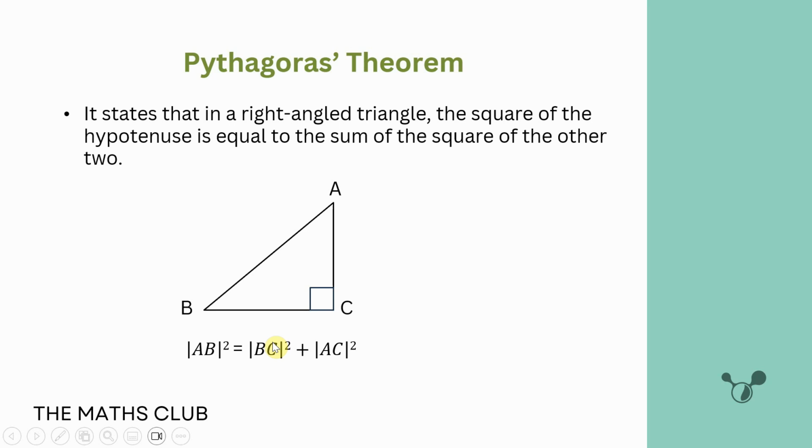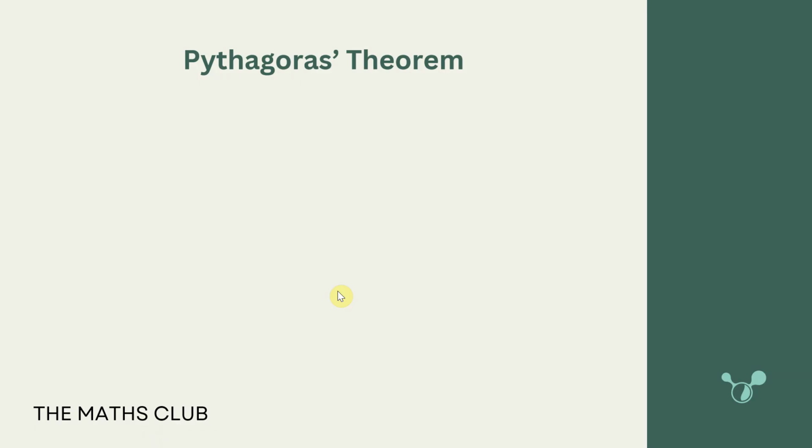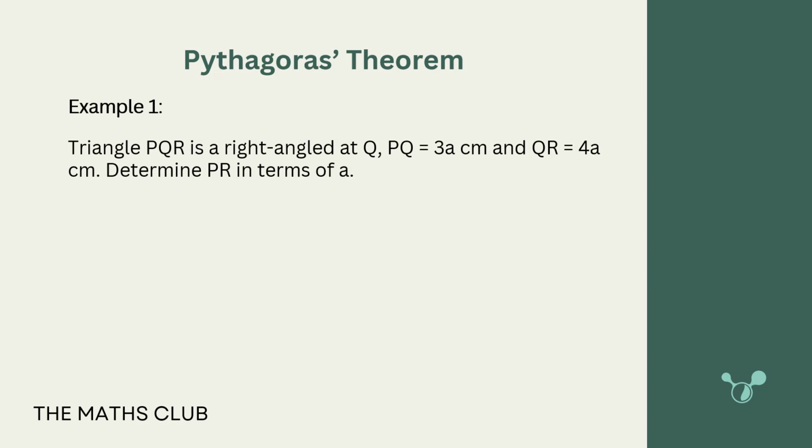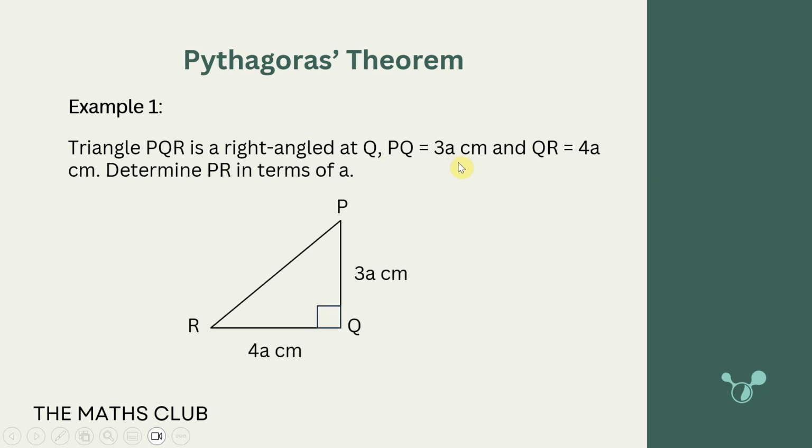So it's saying that the square of the absolute value of AB, absolute value because of these two lines, and absolute value is just the positive value, the positive value of the length AB, squared, is equal to the square of the length of BC, the positive value of BC, plus the square of the length AC. So this is what the Pythagoras Theorem is saying. This example brings it home. It says triangle PQR is a right angle triangle at Q. PQ is 3a centimeters, QR is 4a centimeters. Determine PR in terms of a.